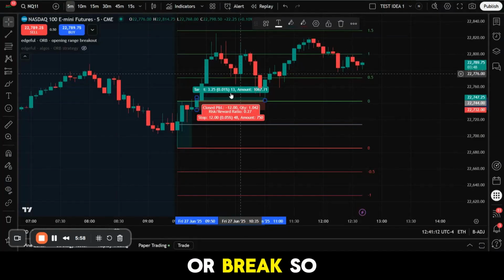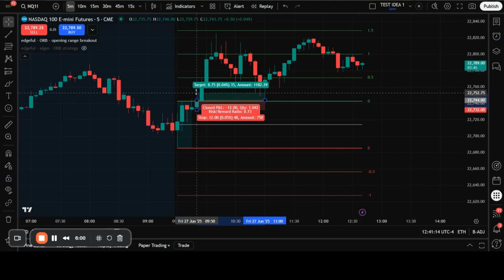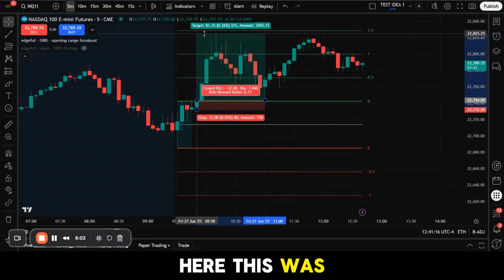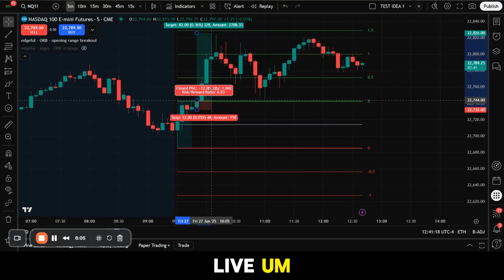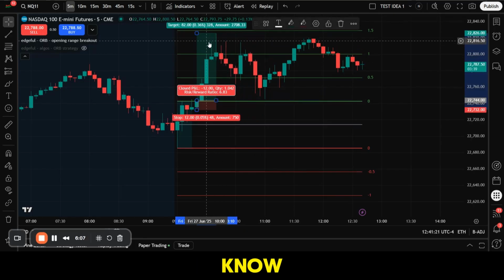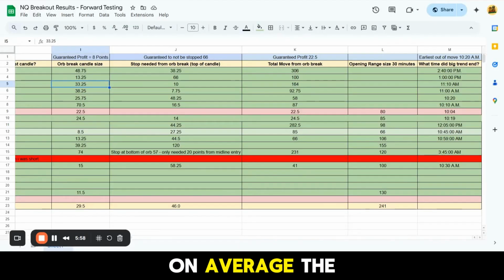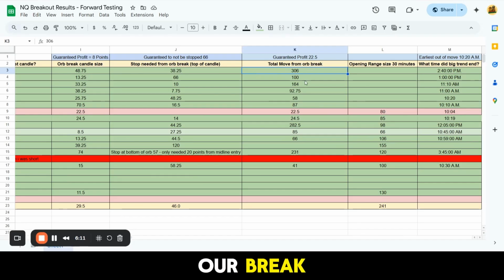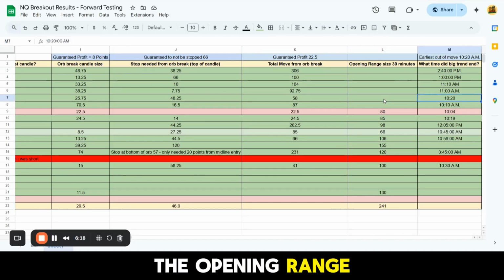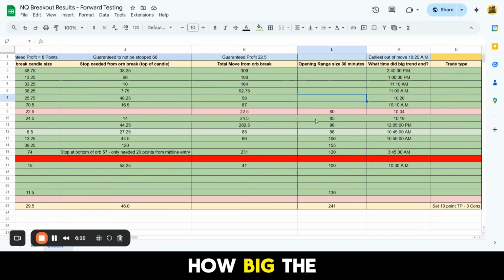Total move from ORB break, so what's the actual peak? Again, the problem here, this was live, and the total move, I'd already be out, but you could see, okay, on average, the total move from ORB break, I would average these out, it was like 100 something. The opening range size for 30 minutes, how big the ORB was. So starting to learn about the ORB size and what the impact was.